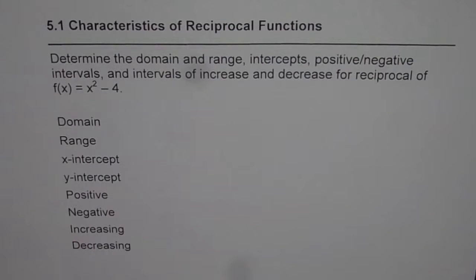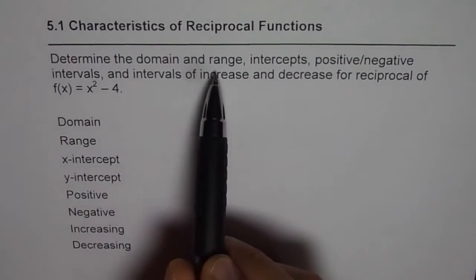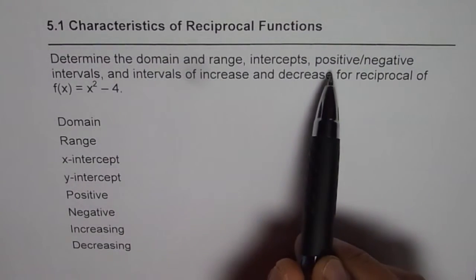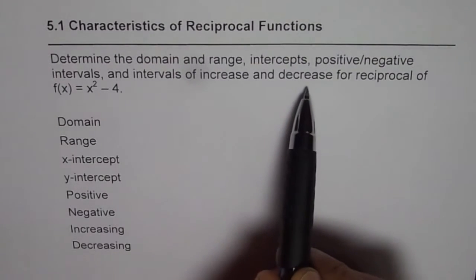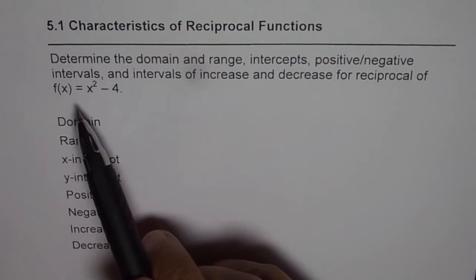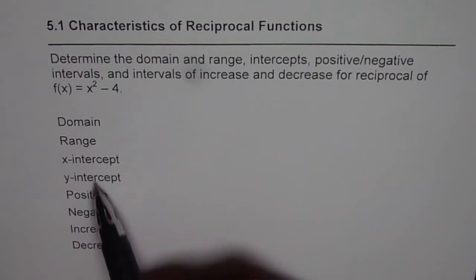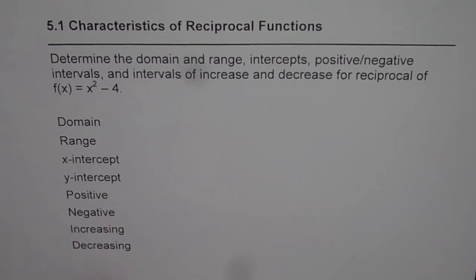I'm Anil Kumar, and in this video we will understand characteristics of reciprocal functions. Question is, determine the domain and range, intercepts, positive and negative intervals, and intervals of increase and decrease for the reciprocal of f of x equals x squared minus 4. So I've listed all the characteristics here and we'll look into them one by one. This is a very important video and forms a base for rational functions.